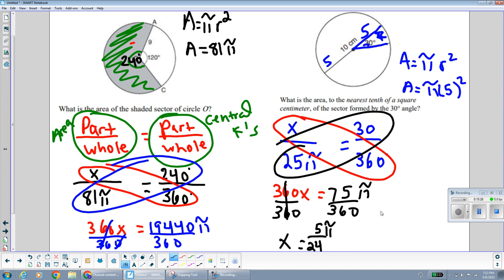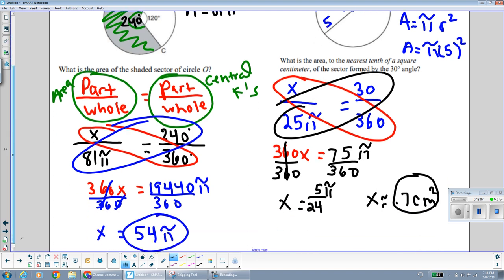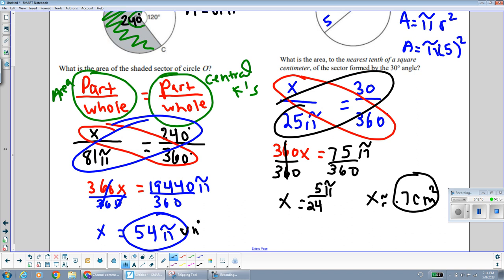Oh, it says to round it. My bad. Let me go back. Let me multiply that by pi. I almost rounded incorrectly. The nearest tenth of a square centimeter. So the area is approximately, tenth is one decimal place, 0.7 centimeters squared. And I have to fix that on my last one. Area is area, so it is measured in units squared.